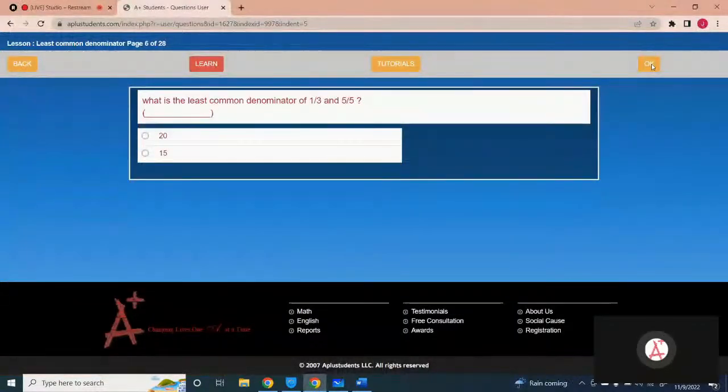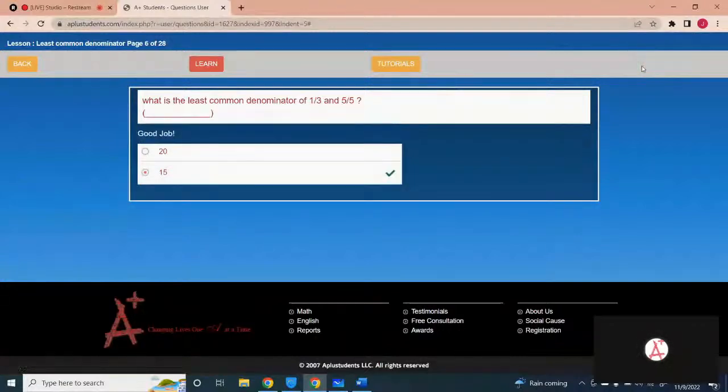Okay, the next one is 1 by 3 and 5 by 5. So the least common denominator is, yes, it is 15 because both the denominators don't have any common number that can divide. So you can simply multiply them. It would be 15.